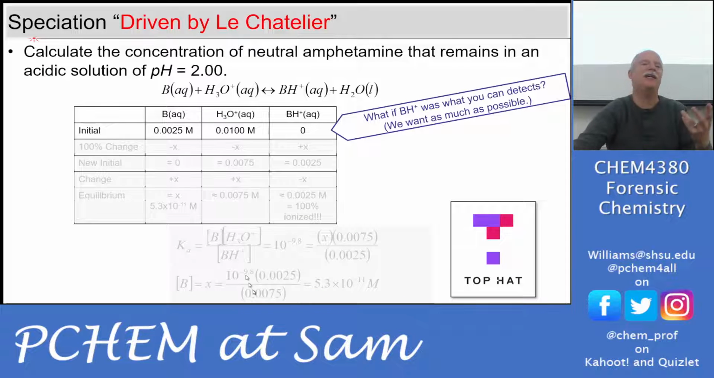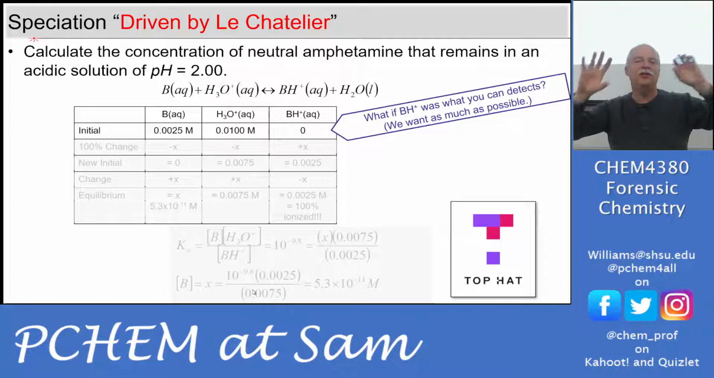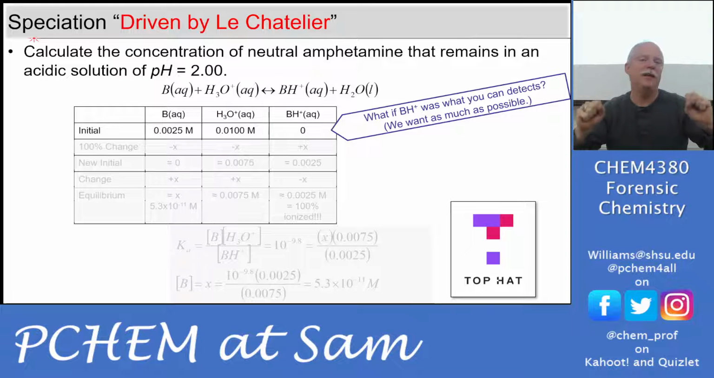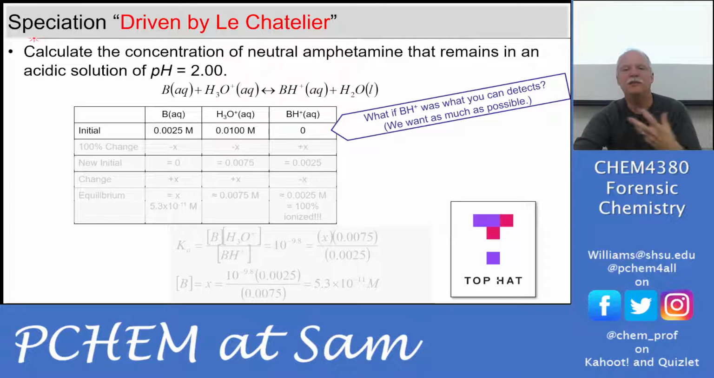So this is speciation. These are two different species of amphetamine. There's the neutral amphetamine, and then there's the protonated amphetamine. So those are species. Same molecule, but one's protonated, one's not. And so if BH plus is what we wanted to detect, we want as much of that as possible. So we want to drive this reaction to the right. And one way to do that is to put it in contact with acid.